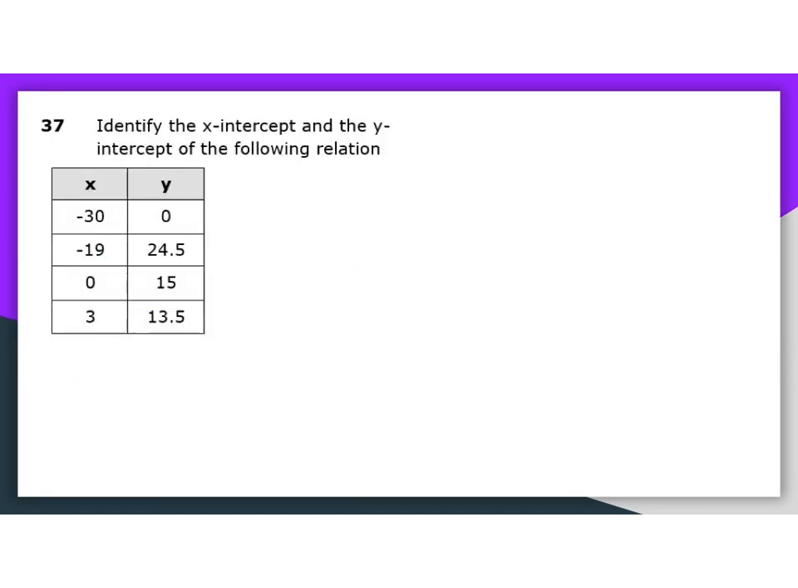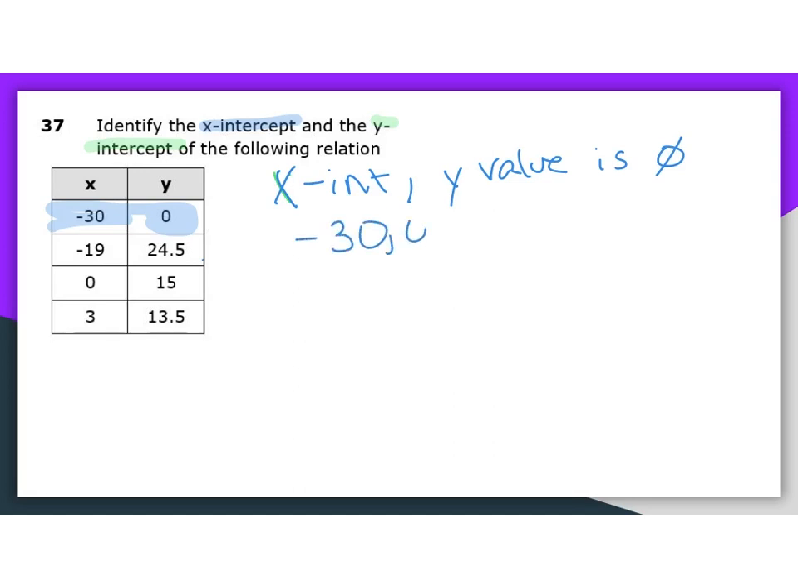Question 37, we need to identify the x-intercept along with the y-intercept. So this is going to be more, do you remember or understand the vocab? The x-intercept is always going to be wherever the y value is 0. So we look at the table, we're looking at the y column to be 0, which is right here, which means the x-intercept is negative 30. So I can write this as negative 30, comma 0.